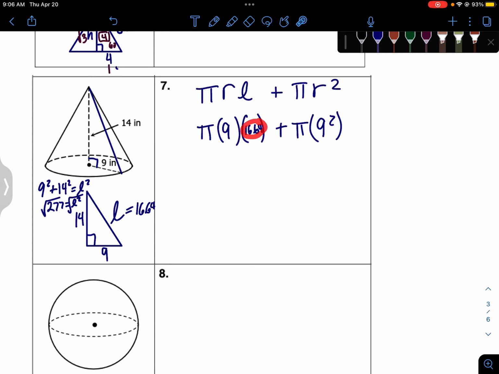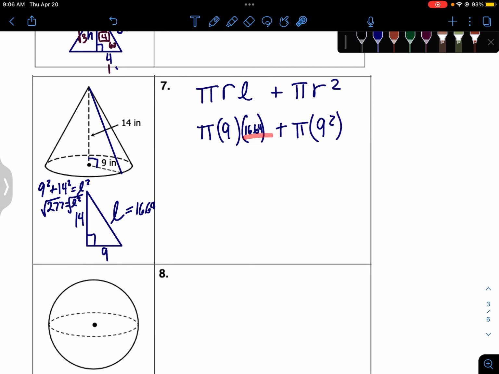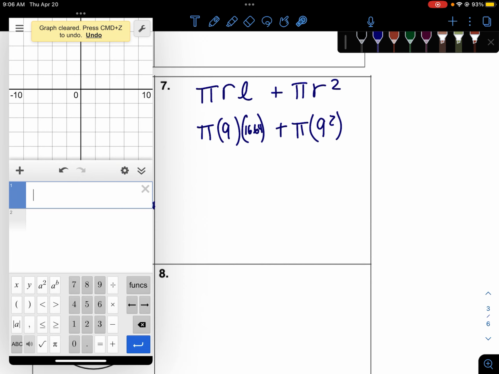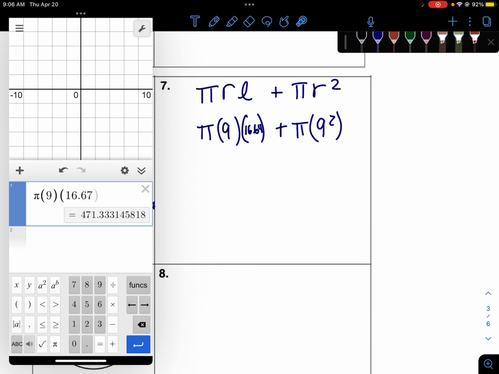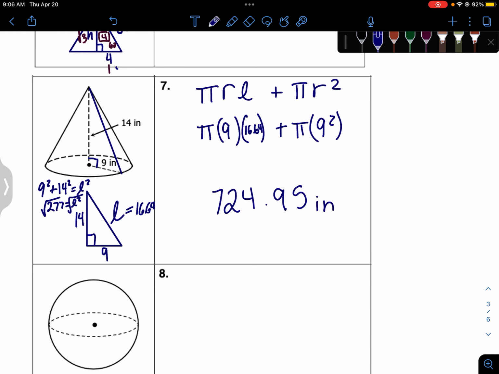Since it looks like a decimal is unavoidable in this problem, I am not going to leave this problem in terms of pi, because there's already a decimal that's kind of made that not pretty. And so I'm just going to type in the whole thing exactly the way I see it. Pi r L plus pi r squared. And I find that the surface area of this cone is 724.95 square inches.